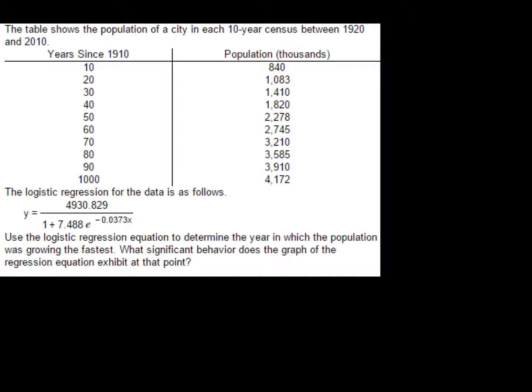So this function here gives you the population based on the years since 1910, which means that when we're looking for the population growth, because we want to know where the growth is greatest, well, the growth of the population is going to be the instantaneous rate of change of the growth. In other words, y prime is the instantaneous growth. This is, of course, what we are trying to maximize.